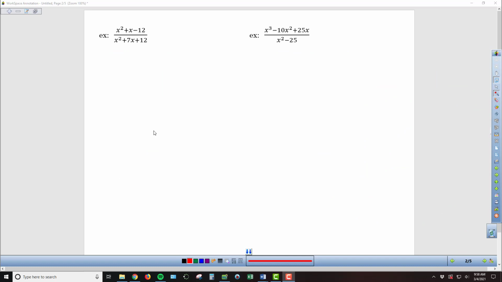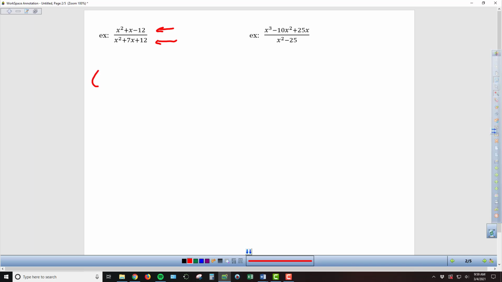In this next example, there's a lot of tempting elements that lead us to think that we might be able to do some reducing right away. The x squareds are tempting. We've got these negative and positive 12s, the x's in the middle, but we can't do any of that. We have to factor these expressions first and then see if we can reduce some of these factors, because all of these elements, the x squared and the x and the minus 12 on the top, and the x squared and the 7x and the 12 on the bottom, are connected to each other by addition and subtraction, which means we can't reduce. So we need to factor.